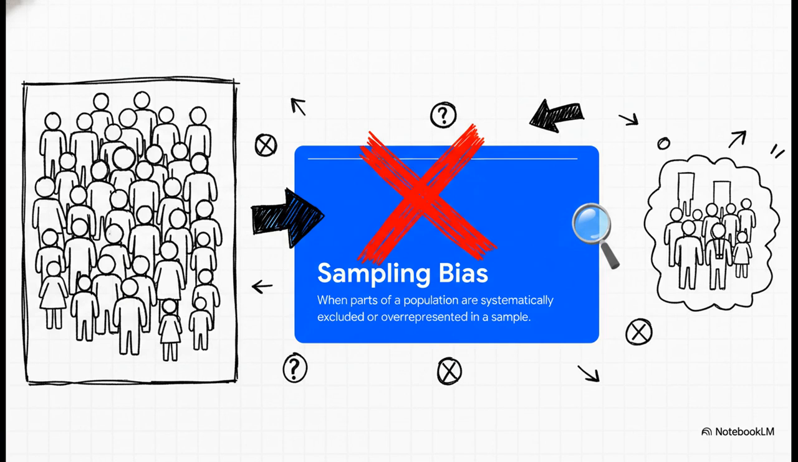By definition, this occurs when a sample is collected in such a way that certain segments of the population are systematically excluded, or conversely, heavily overrepresented. It's a critical structural flaw. If your sample selection is biased right out of the gate, your findings are not going to accurately represent the whole population, and that leads to completely inaccurate conclusions and totally wasted research.